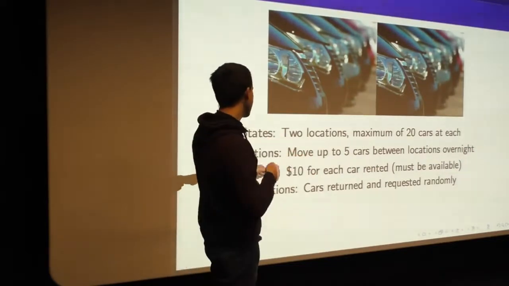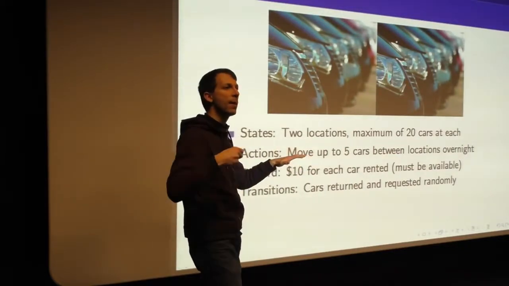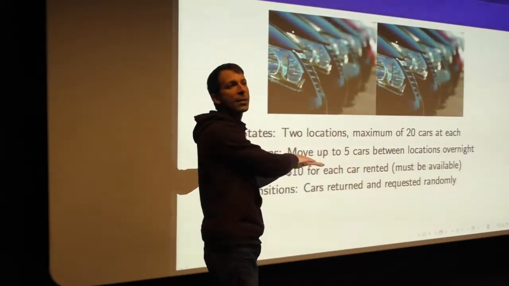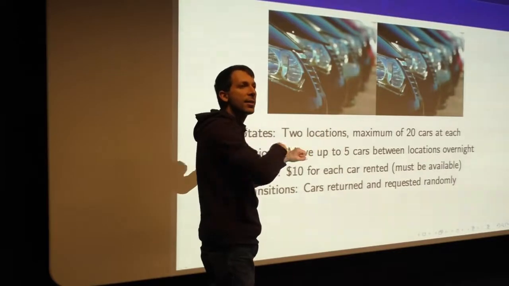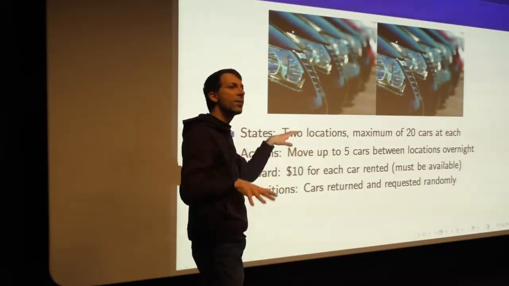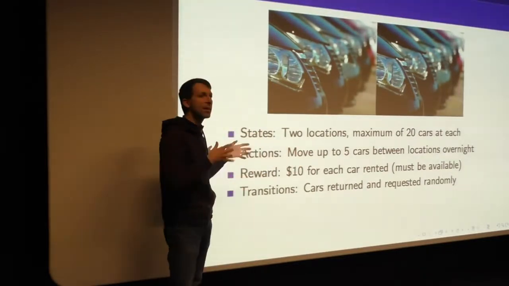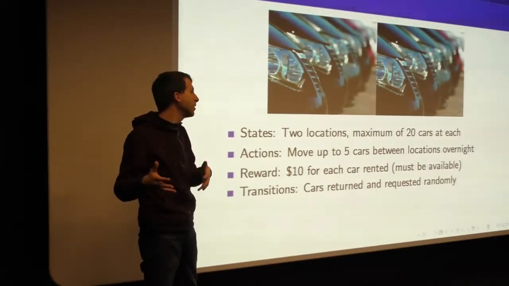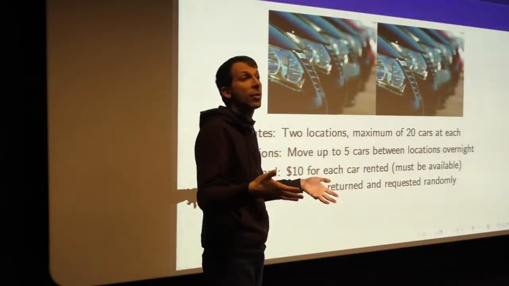There's a random request and return process, where people randomly come in and rent cars from either one of these locations, and randomly return cars to these locations. But the rate at which they rent and return the cars is different in the two locations. Every night you get to move some cars from one location to the other, and you need to do this in the optimal way so that when people try to rent a car, cars are available to be rented.